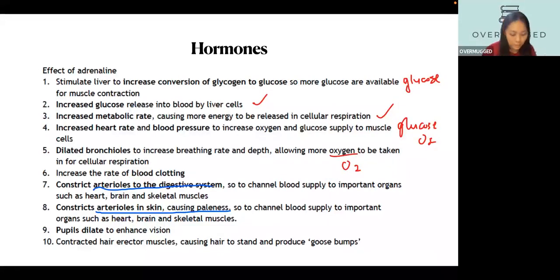Okay, and then the last one is the contracted hair erector muscle. For humans, it's useless because goosebumps don't help us in any way. But for animals, it helps, especially those with feathers, like birds or chicken. When they contract their hair erector muscle, their feathers will stand and they'll look bigger. And then they will look scarier if they are fighting their own kind. Bigger size usually means scarier. So I guess in some way, evolutionarily it does help also.